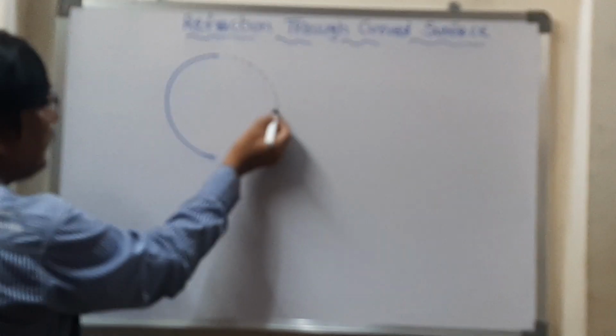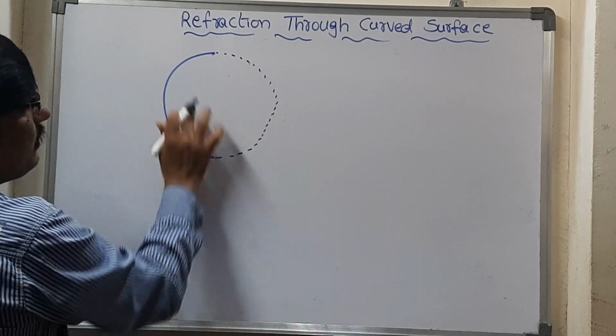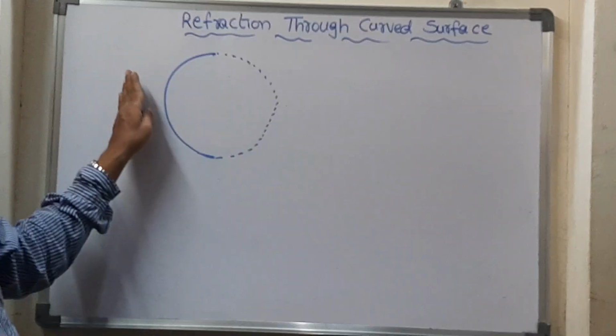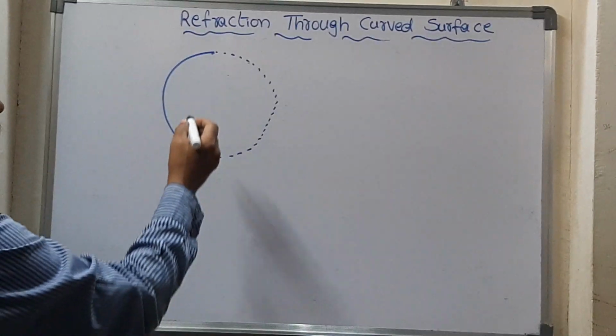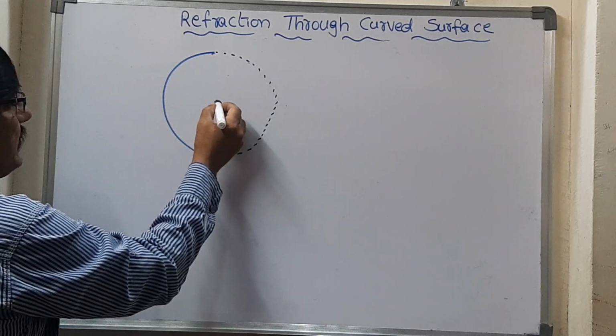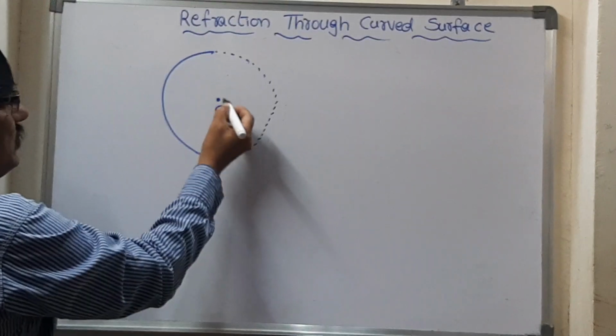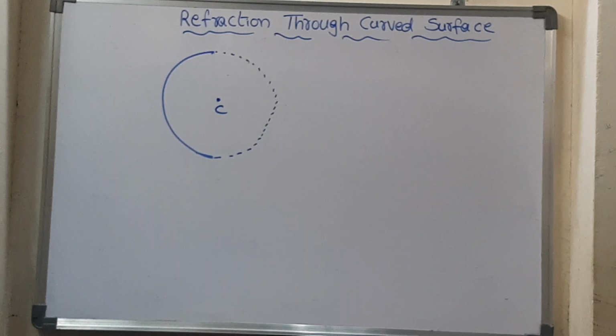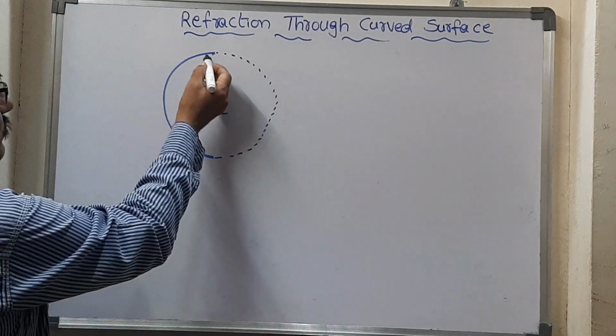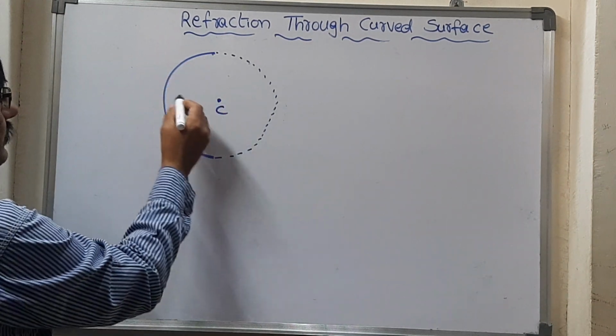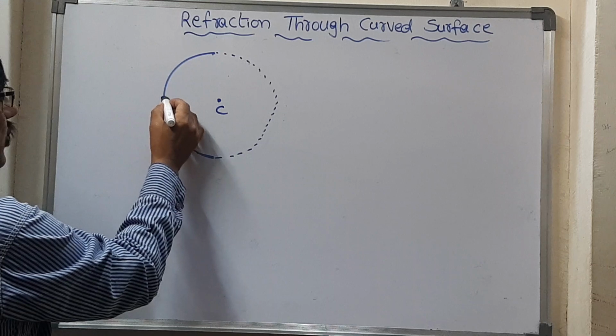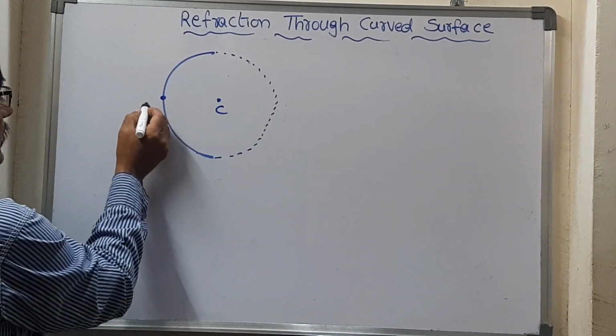As it is made from a sphere, this is part of the sphere only, no? And so it will have a center. Every sphere, every circle has a center. Generally we represent it with the letter C. This is the center of the hollow sphere. And this curved surface also has a midpoint. That midpoint, now let's call it P.